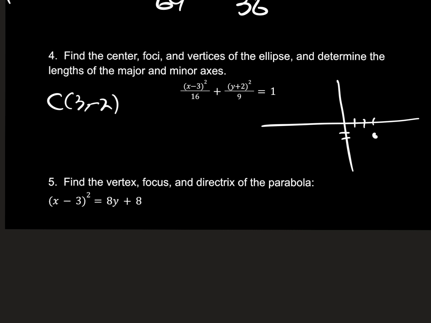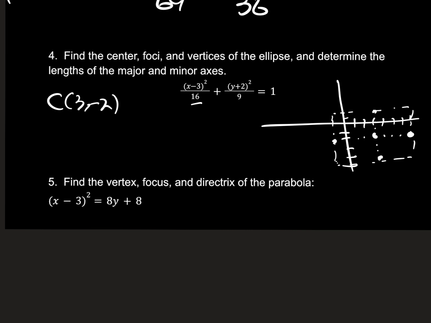I'm going to go right 4 because of the 16. So I'm going 1, 2, 3, 4 to the right, and also 1, 2, 3, 4 to the left. And I'm going to go up 3, which is 1, 2, 3, and also down 3 to right there. And now I can draw my box.